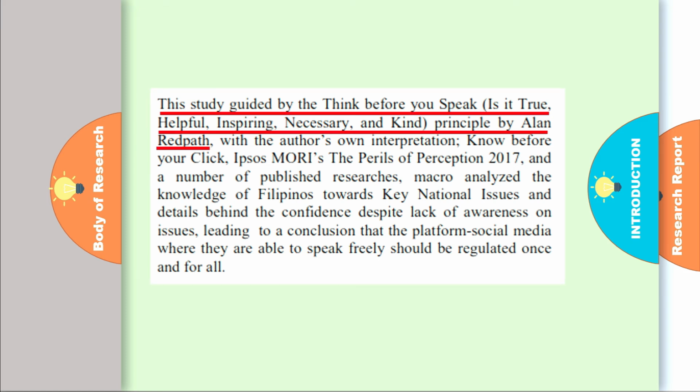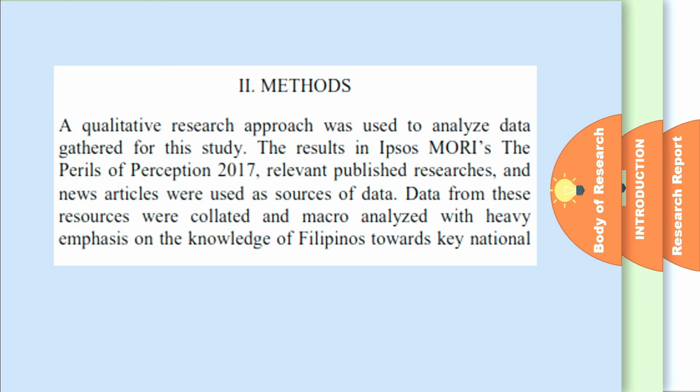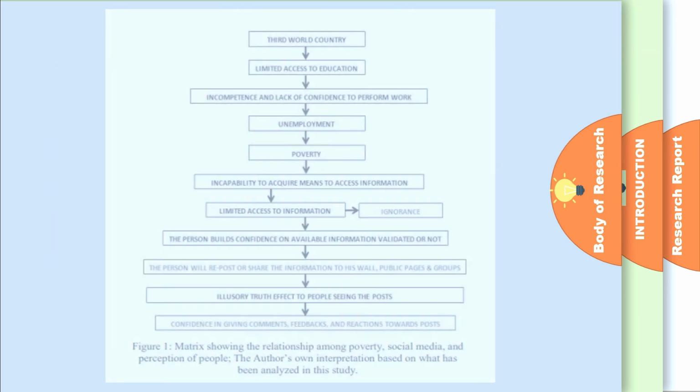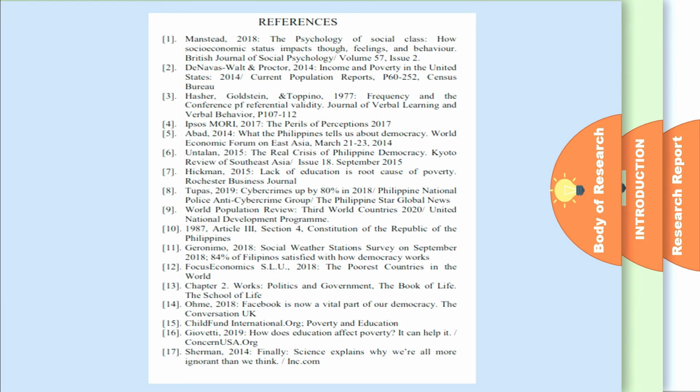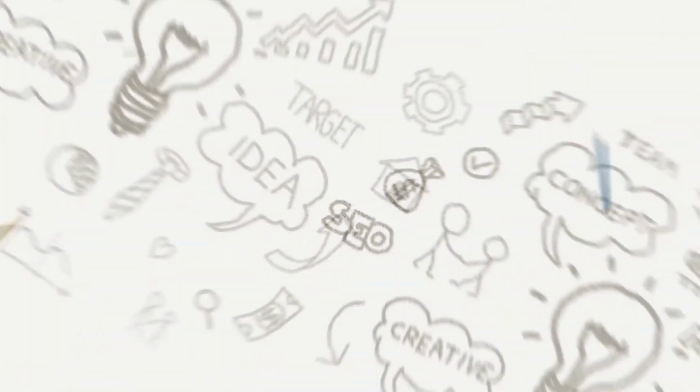In the body of his research, you can see the method he used in the conduct of his study and the discussion, while in the conclusion, a matrix is conceptualized based on the results of his study. He also enumerated the sources he used as his references.